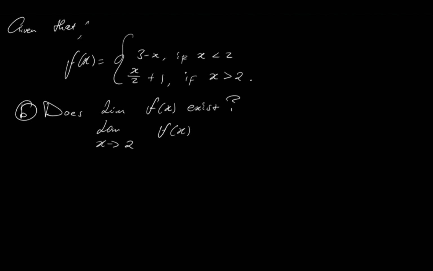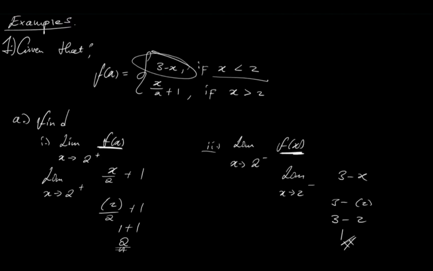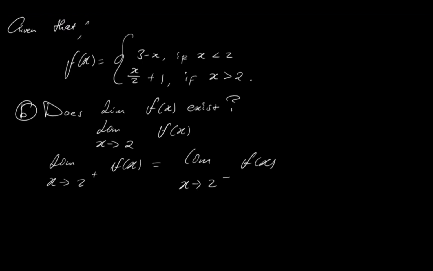Now, for it to exist, we know that the limit as x approaches 2 from the positive hand side of f of x should equal the limit as x approaches 2 from the left hand side of the function f of x. If you remember, from the left hand side, we had what? From the left, we had 1. From the right, we had what? 2. So from the left, we're having 1. From the right, we're having 2. Now, 2 is not equal to 1.